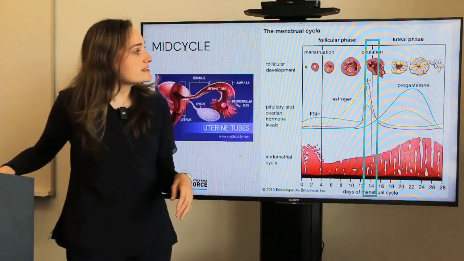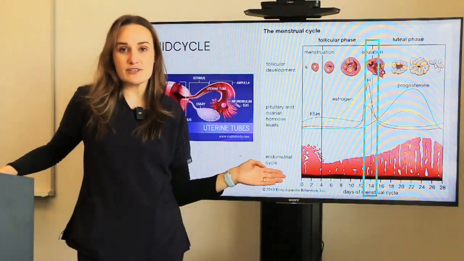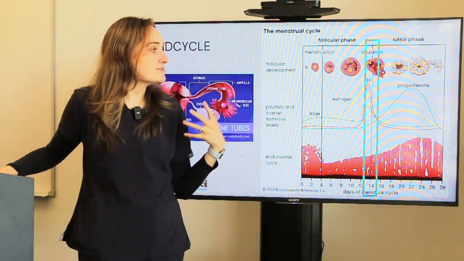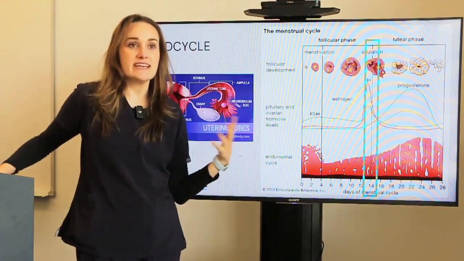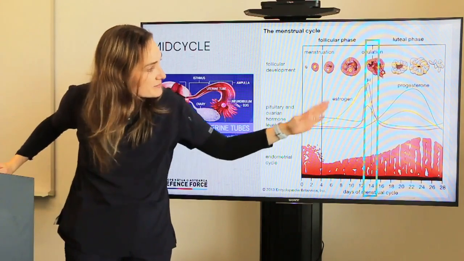Then moving on to the mid-cycle, this is when ovulation happens. So generally around day 14 of a 28-day cycle is when the egg is released from the ovary into the fallopian tube. Then the remaining cells start releasing progesterone.